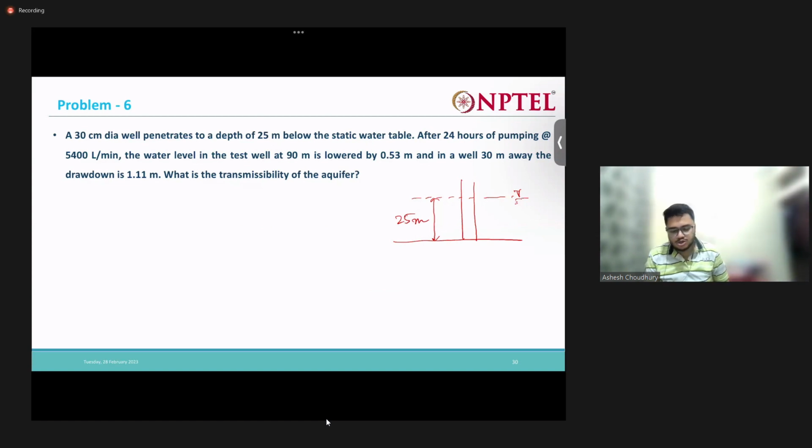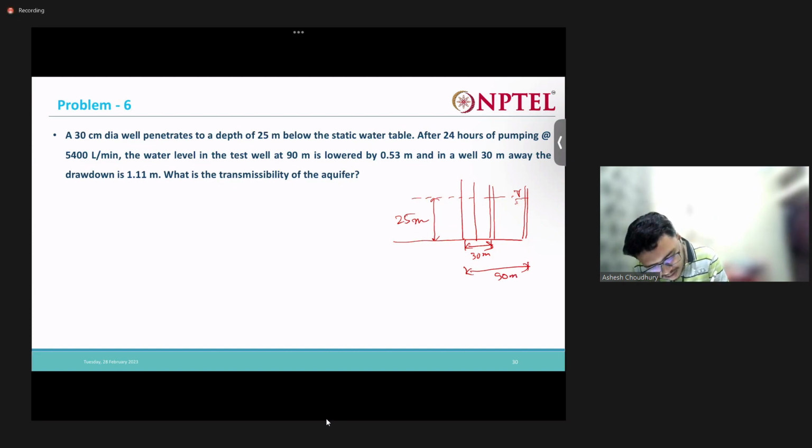After 24 hours of pumping at 5,400 liters per minute, the water level in the test well at 90 meter is lowered by 0.53, and in a well 30 meter away is lowered by 1.11. So here are two test wells. Okay, one is 30 meter away and the other is 90 meter away.